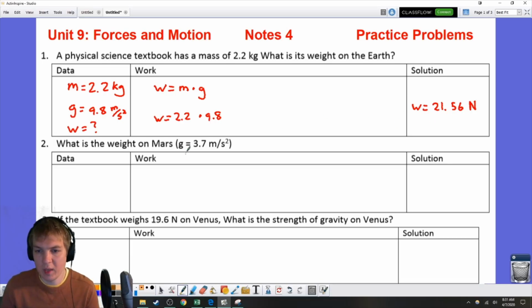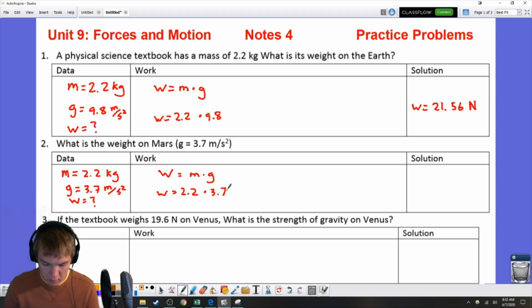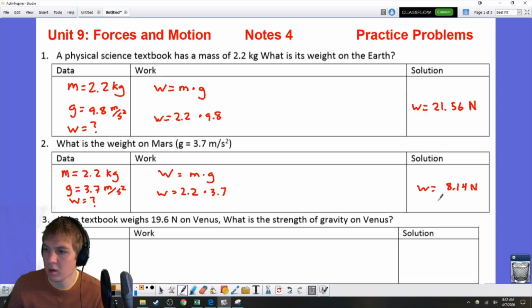All right, so what is the weight on Mars? So how does that book compare on Mars? Well, we still have the same mass, so this is number 2. 2.2 kilograms. And then we don't know what the weight is, but we do know what the gravity is. That was given to us in the problem. 3.7 meters per second squared. So I'm going to do weight equals mass times gravity. Weight is equal to 2.2 times 3.7. So if I do 2.2 times 3.7 in my calculator, I get a weight that equals 8.14 newtons. All right, so you see how much lighter someone might feel on Mars versus on Earth.